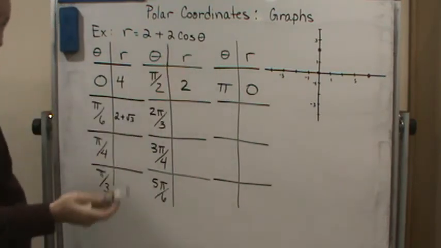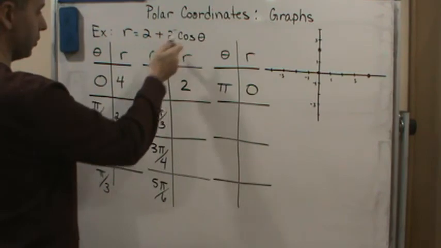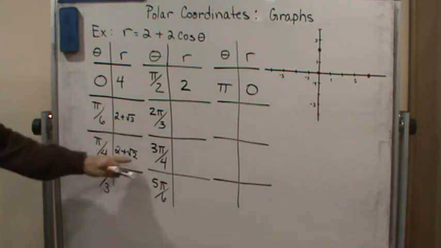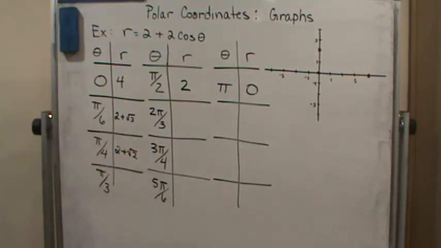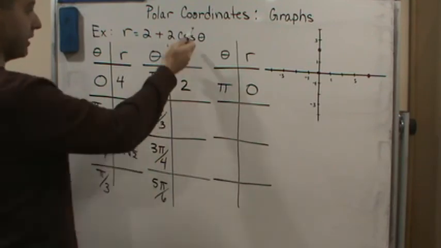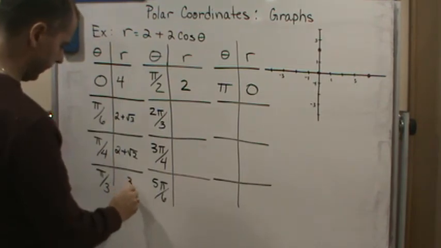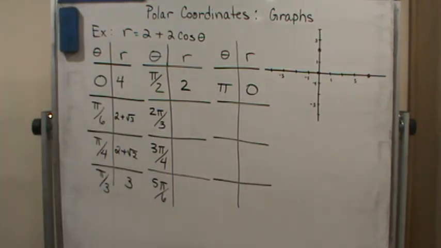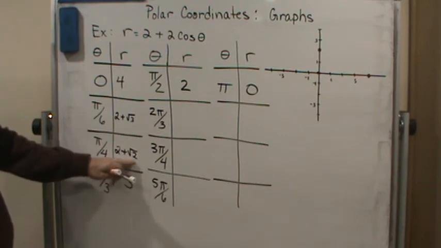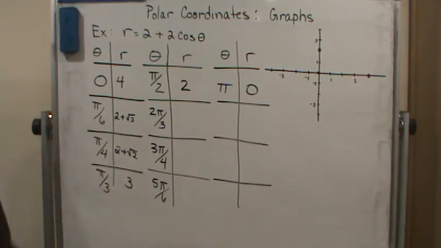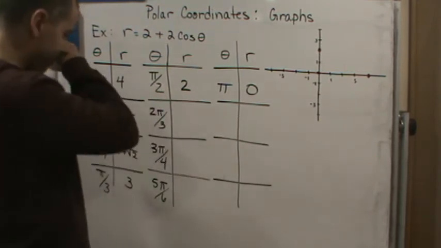Okay, pi over 4, so 45 degrees. Cosine of 45 degrees is square root of 2 over 2 times 2. So this is going to be 2 plus the square root of 2. Okay, right? So again, it's going smaller. And then 60 degrees. Cosine of 60 degrees is 1/2. So this is going to be 1, so this is going to go to 3. Okay? So again, this is a little bit over 1, so about 1.4. Okay? So again, this is a little over 3, this is at 3, and now we're at 2, right?